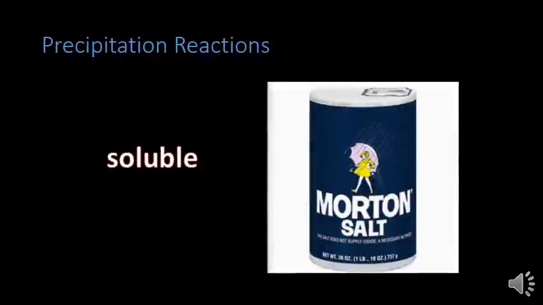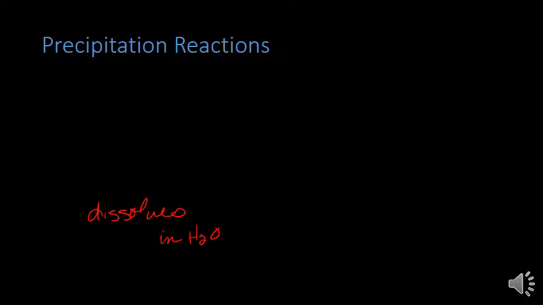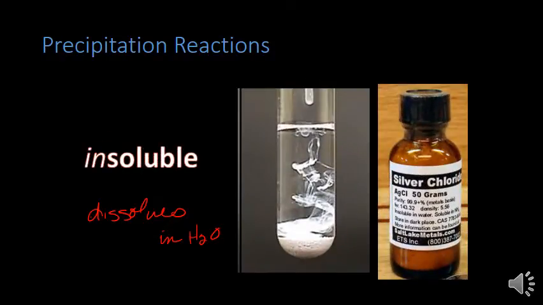Now there are 2 things you need to know. The words soluble and insoluble. The word soluble means dissolves in water. You need to know dissolves in water. Pardon me while the door slams. Dissolves in water. And then the other vocab word you need to know is insoluble. Insoluble means it does not dissolve in water.